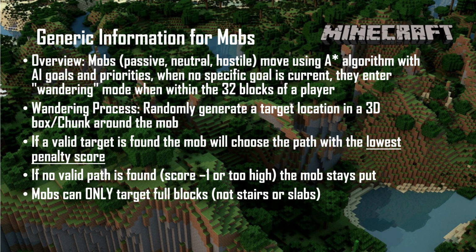So for a zombie, if there's lava in front of it and there's water in front of it and you are behind that and it wants to get to you, it's going to go over the water, over the lava, because the lava costs more malice points than the water. I have more examples for that later. If there's no valid path found, then the mob will just sit still and not do anything. Mobs can only wander on full blocks, so no stairs or slabs.